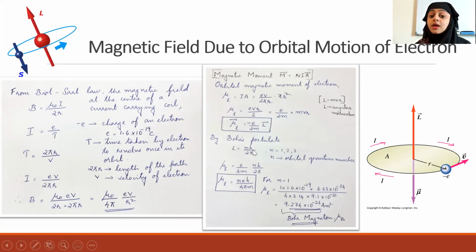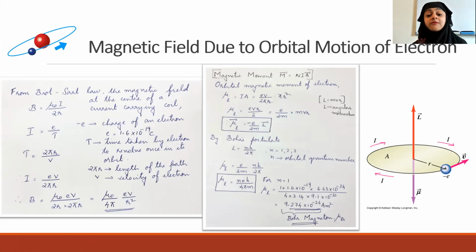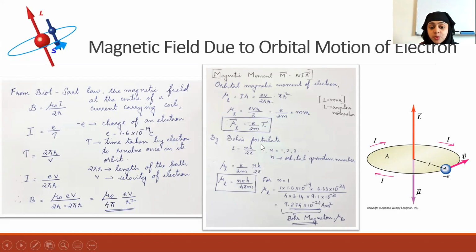H is Planck's constant, having a value 6.63 into 10 raised to minus 34 if you express that in SI units. So you have the Bohr's postulate L is equal to nh by 2 pi. So I'm substituting in the expression for orbital magnetic moment of an electron. Instead of L, I'm putting nh by 2 pi. I'm not considering the direction here. I'm just taking the magnitude.